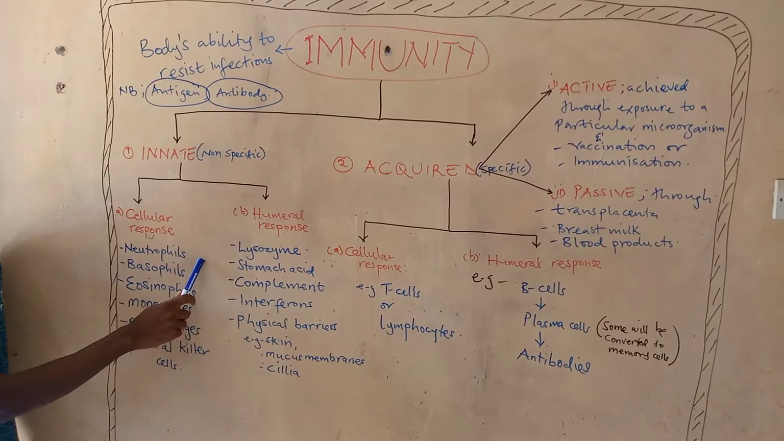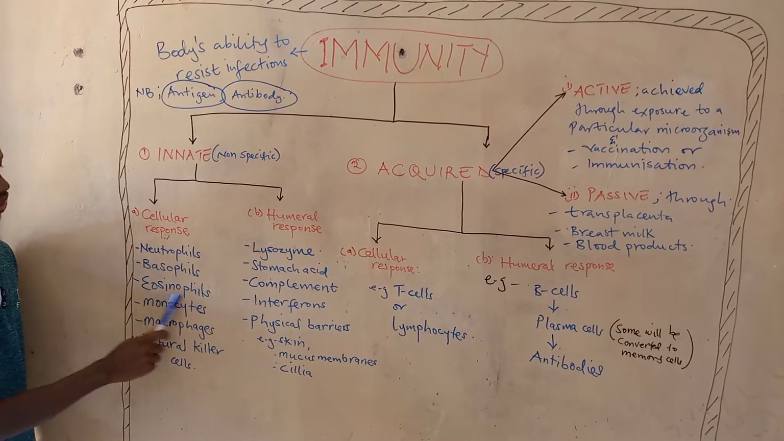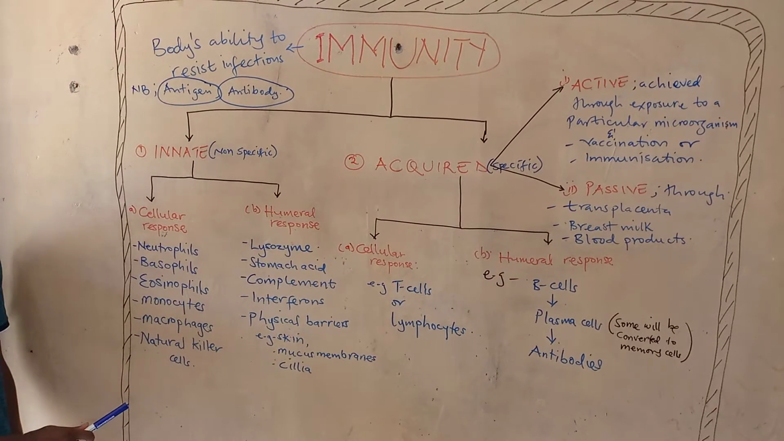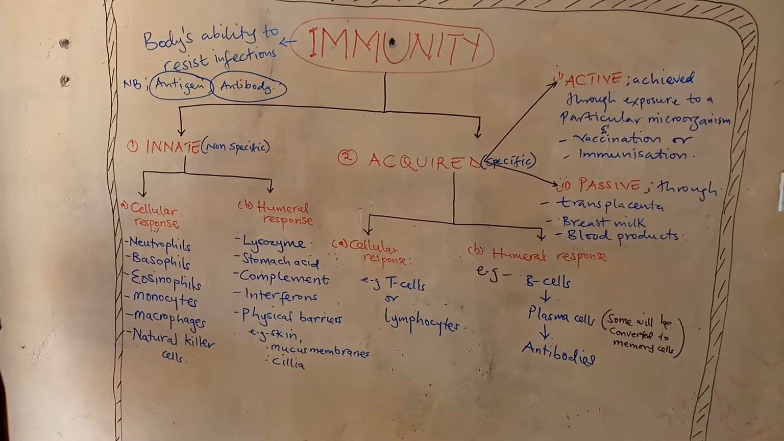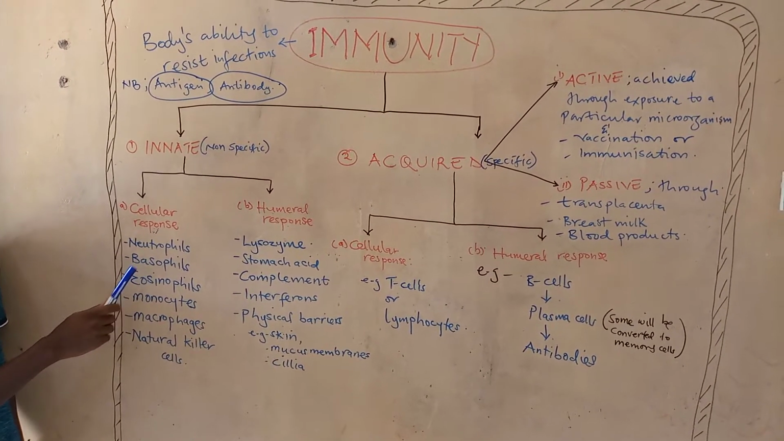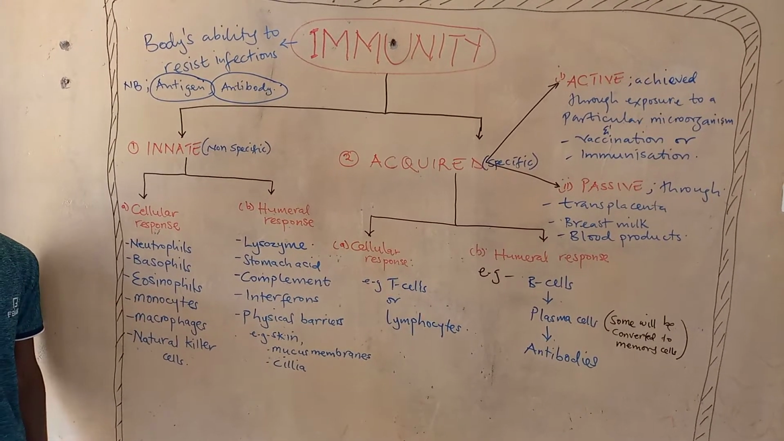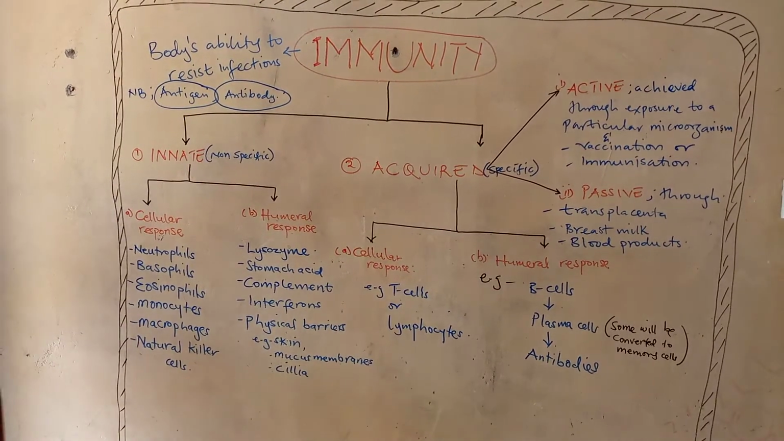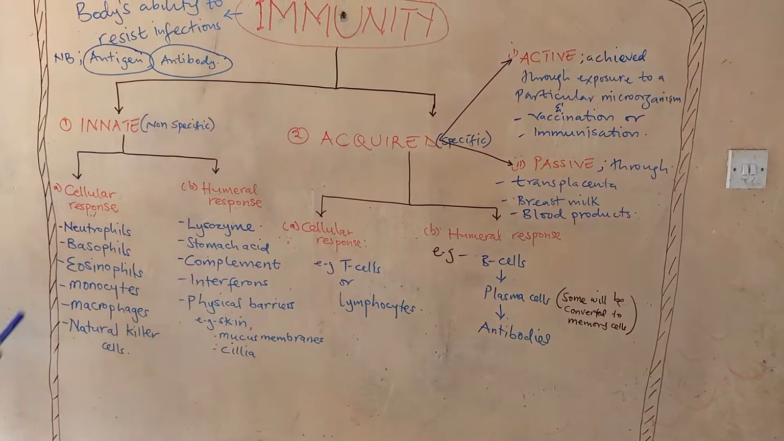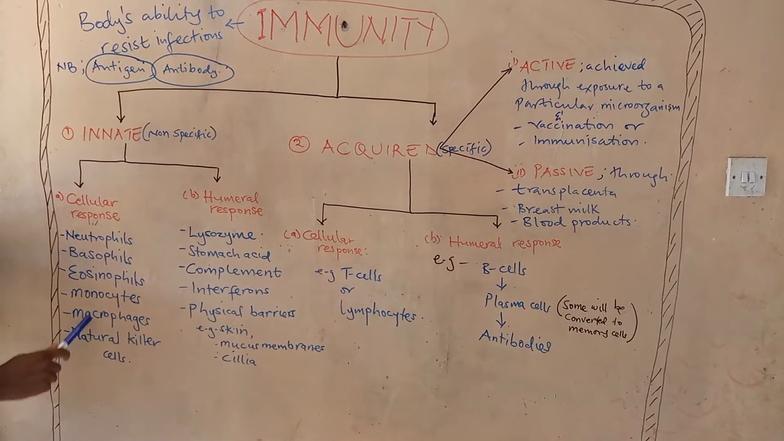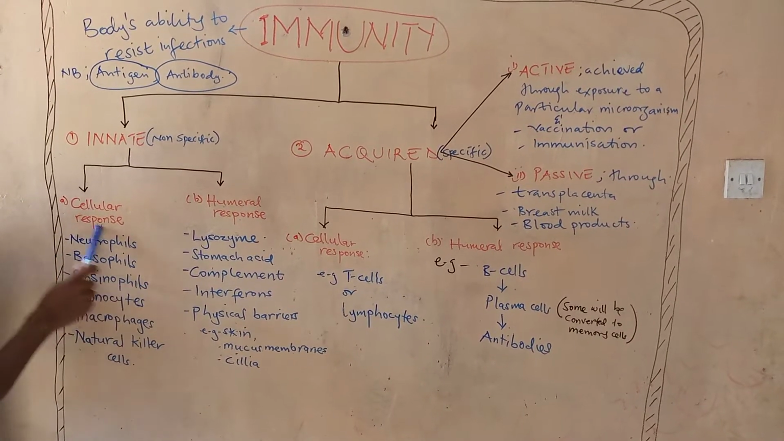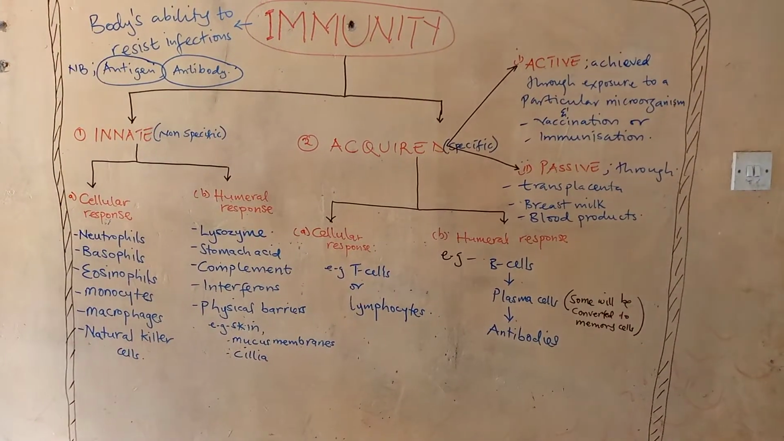Now the neutrophils, the basophils, eosinophils, monocytes, macrophages, we consider those to be types of white blood cells, or leukocytes. And now we look at each one of them. What does it do? You find that the neutrophils are small.